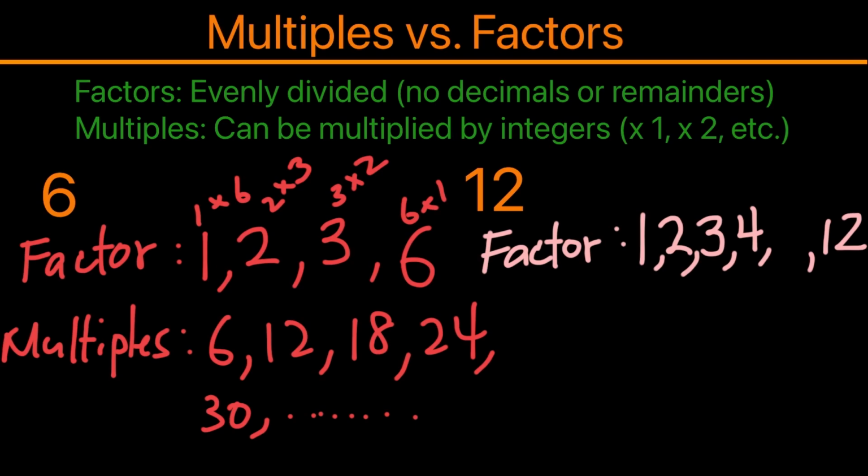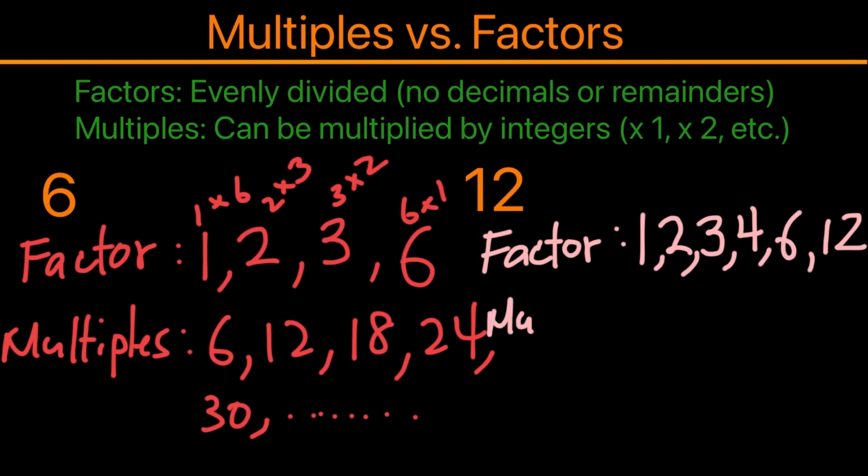6 will work because 6 times 2 is 12. Then 7 doesn't work, 8 doesn't work, 9 doesn't work, 10 doesn't work, 11 doesn't work, and lastly 12. So these 6 numbers, 1, 2, 3, 4, 6, and 12, would be the factors of 12.